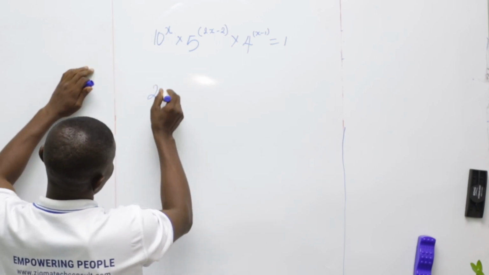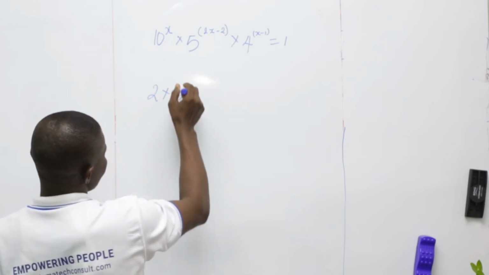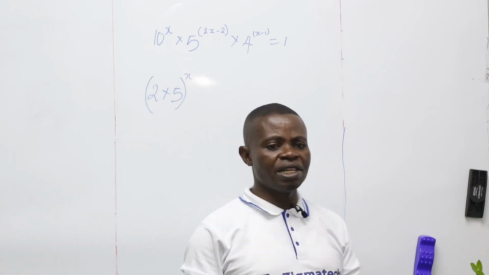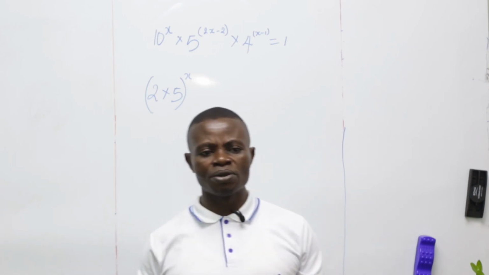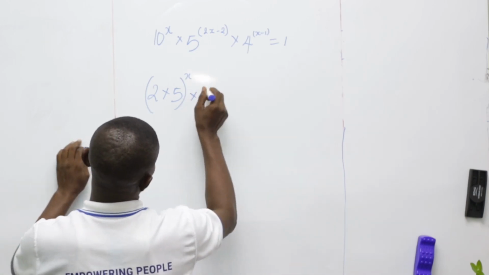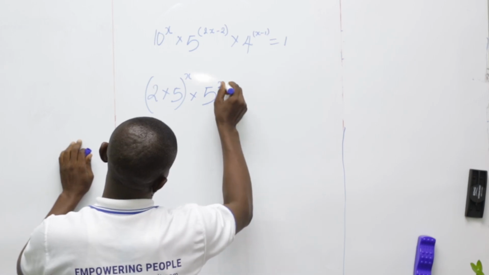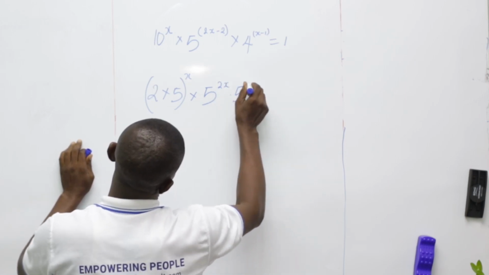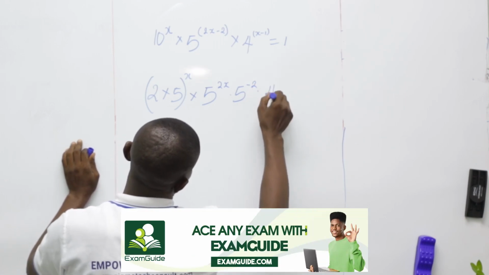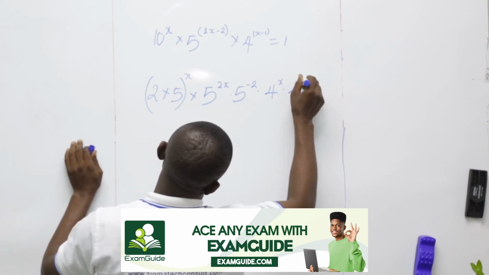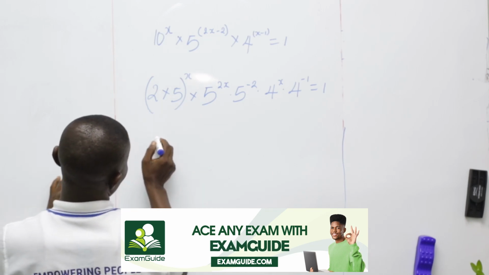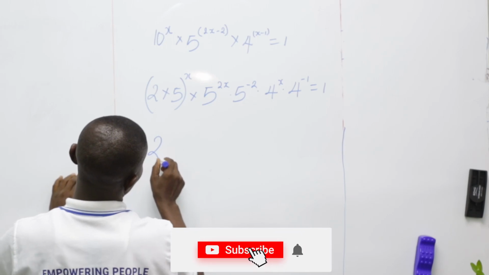10 simply means 2 times 5 by multiplication. Remember what I told you, once you cannot express a given number that is not a prime number in index form, the next option for you is what? Multiplication. So we'll have this into 2 times 5 to the power x, times 5 to the power 2x minus 2, times 4 to the power x minus 1 equals 1.